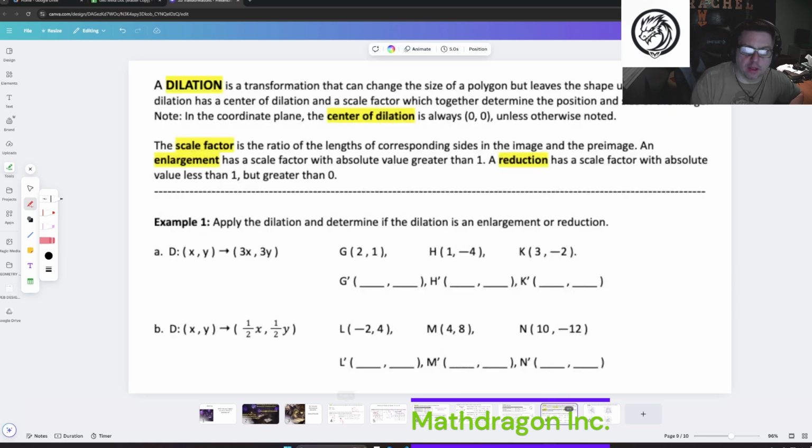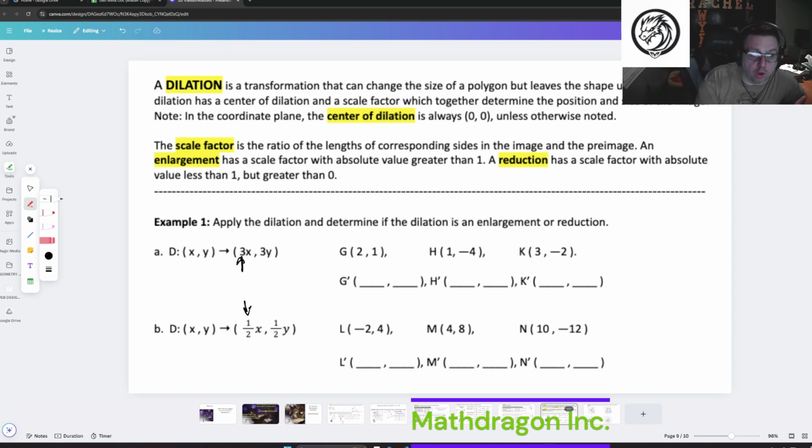And then last but not least, dilations. Dilations is an enlargement or a reduction. So if the number is larger than 1, it's an enlargement. If it's less than 1, it becomes a reduction. But it's between 0 and 1 is the reduction, because negatives do a whole new game.